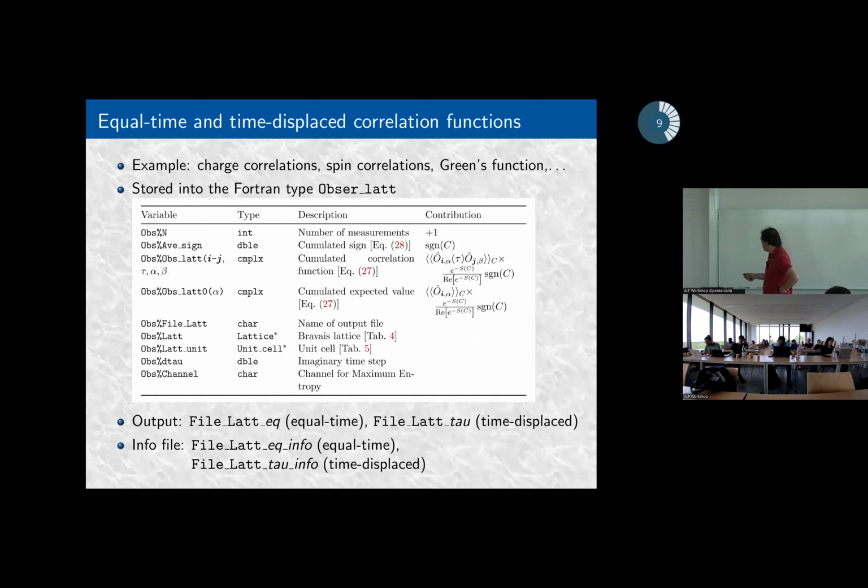It's stored inside the observable lattice structure. So there is a lattice unit and a lattice. They can be different from the underlying lattice of the model in this sense. Or in the simplest case, you can think that the lattice and the unit lattice of the observable are the same as the model. So in this case, alpha and beta are simply the orbital index of the unit cell.